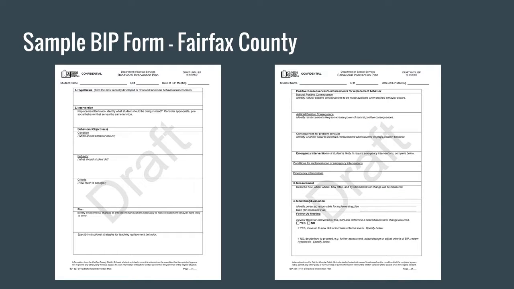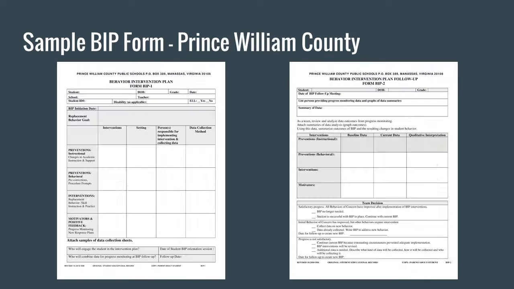This is a sample of a BIP form from Fairfax County. It includes areas for the hypothesis, an intervention plan, measurement areas, and monitoring and evaluation. This sample form from Prince William County has similar content in a different format.